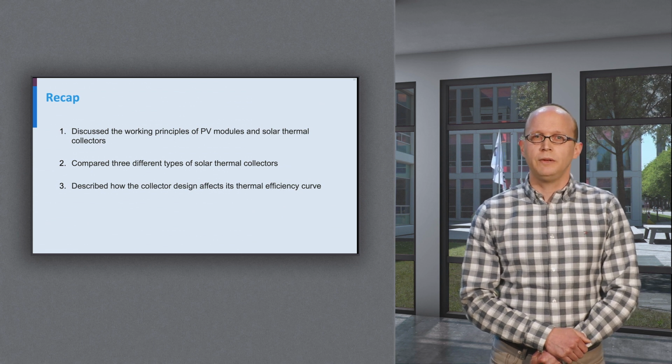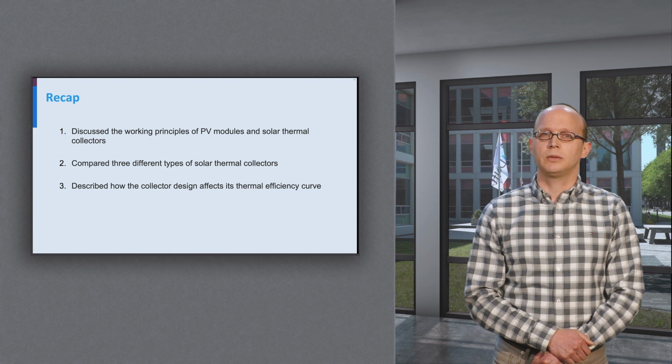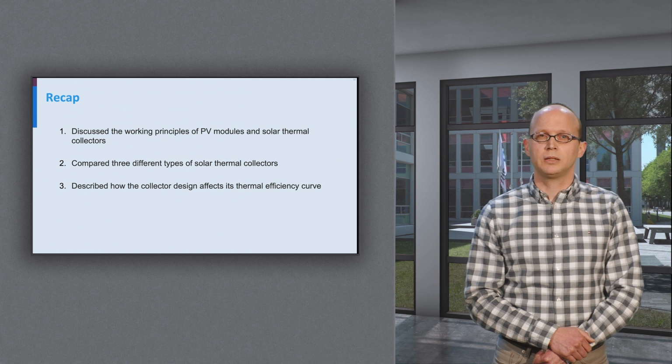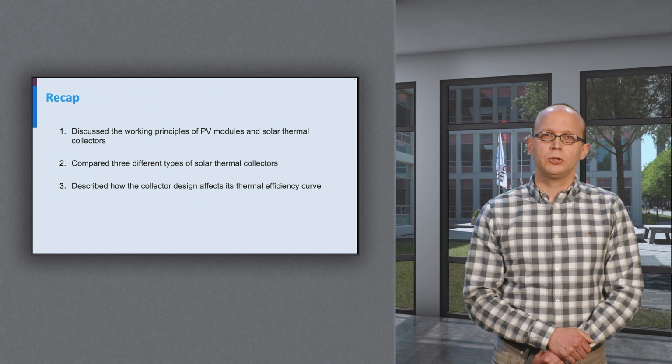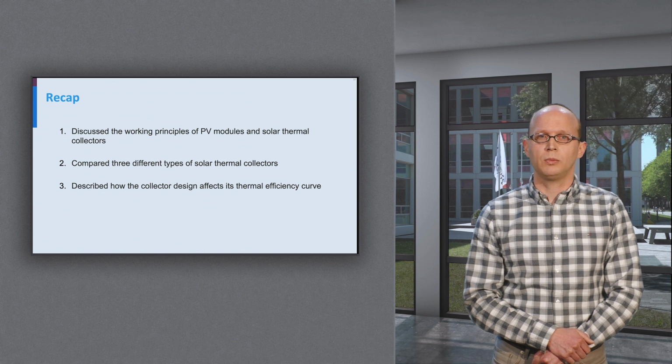We have discussed PV modules that generate electricity and solar thermal collectors that generate heat. We compared different types of solar thermal collectors, such as the flat plate, evacuated tube, and hybrid PV thermal collector. We also used a simple thermal model to understand how the optical absorption factor and the heat loss to the ambient affect the thermal efficiency curve.